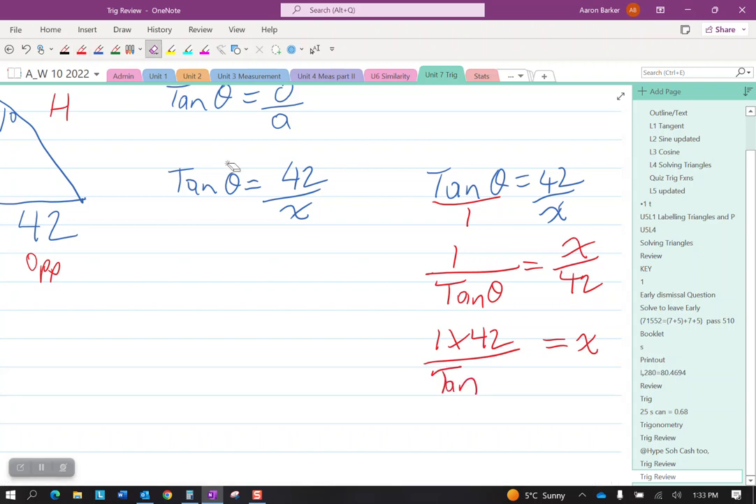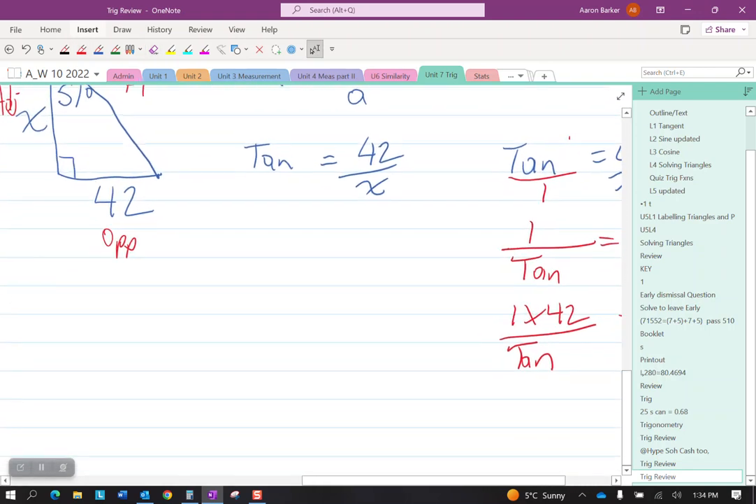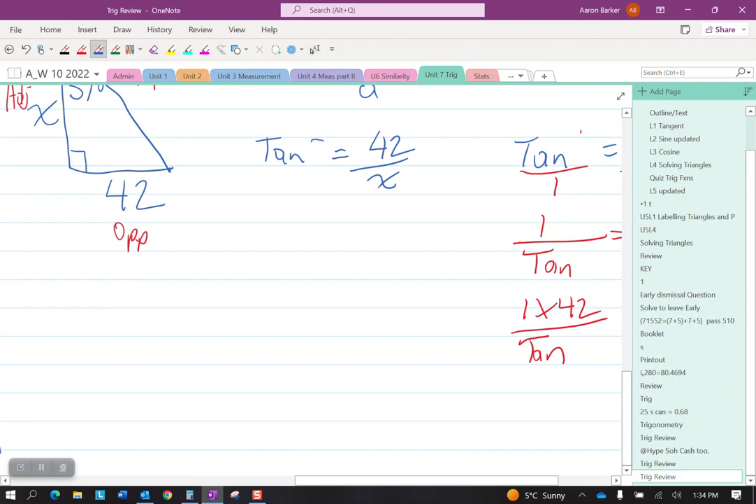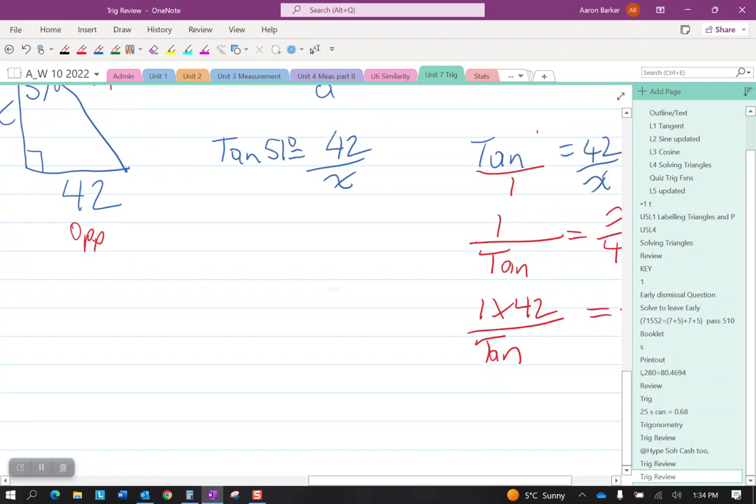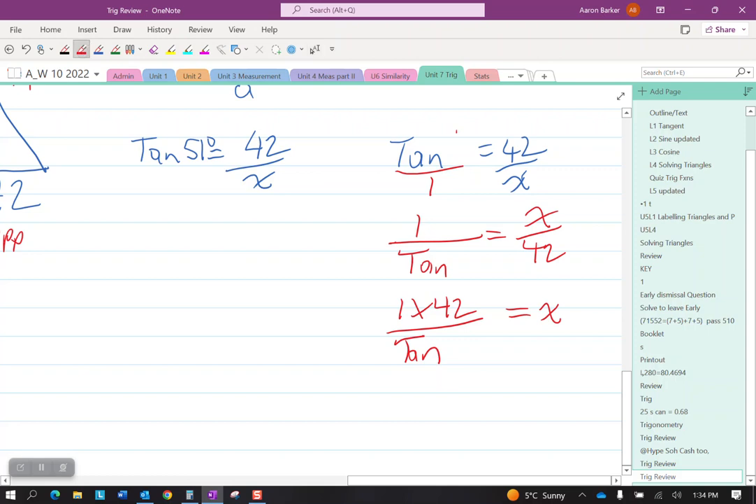And that shouldn't be theta anymore, Mr. Barker. Bad, bad, bad. What should that be? It should be 51 degrees. So tan 51 degrees. Now the truth is, what's 1 times 42? So really it's 42 over tan 51.